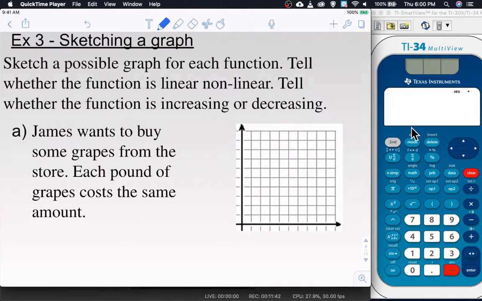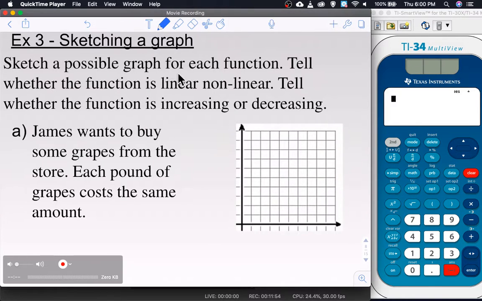Now, the third thing we should be able to do is make a rough sketch. We're not looking for perfection. We're looking for about. It should look right. So sketch a possible graph for each function. Tell whether the function is linear or nonlinear, or tell whether the function is increasing or decreasing. Okay, that seems easy enough.